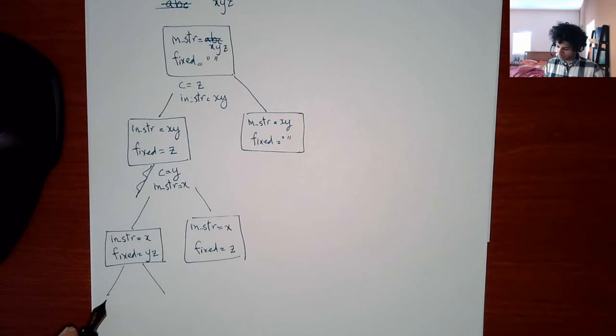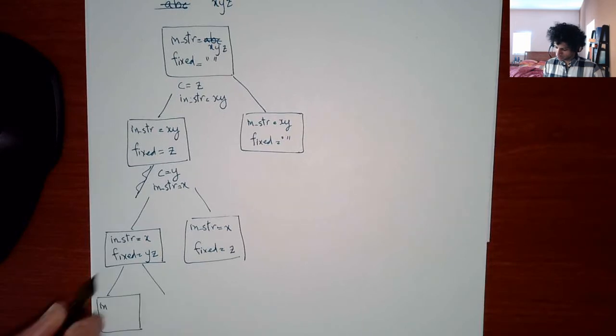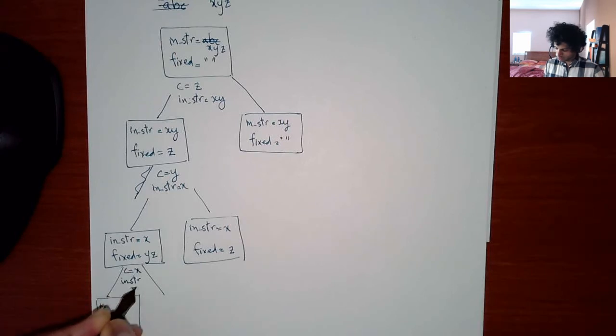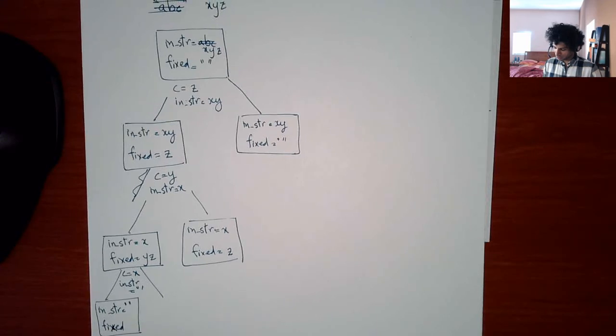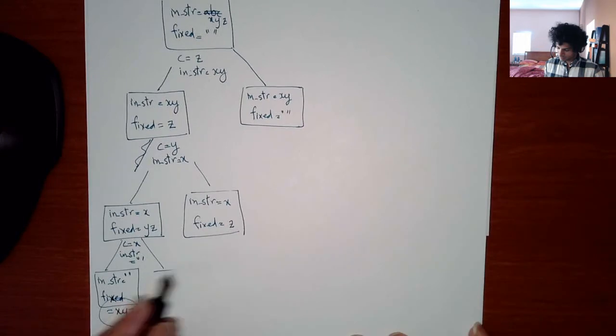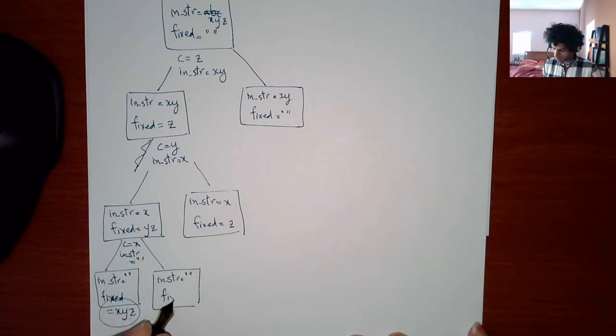Okay, and then you continue this. So now, I'm sorry, the input string, so now C is going to become x, and the input string is going to become empty, because it's just going to delete that. So the input string is empty, and fixed is actually xyz, and xyz gets printed. And in this call, the input string is empty, and the fixed becomes yz, so yz gets printed, and so on and so forth.